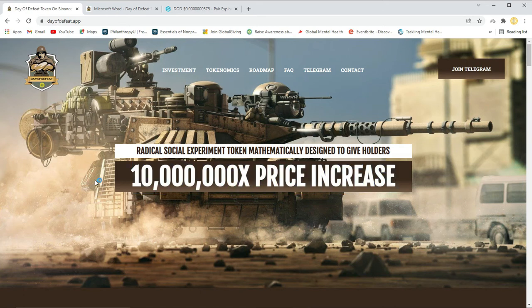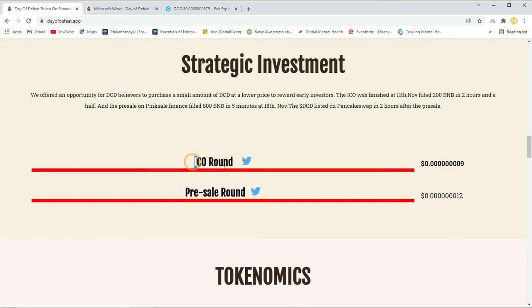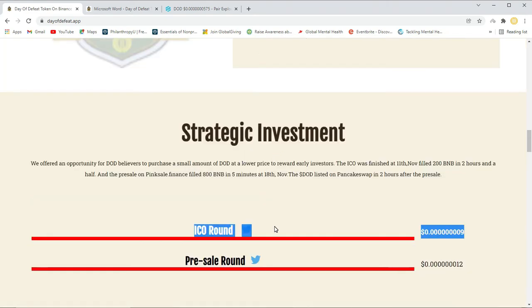To start with, I'm going to explain how our 100 million X price increase comes about. If you go down on our website, you're going to find this part that says ICO round. Now, this ICO round, which was selling at $0.00009 per DOD, is our starting price as DOD. So like I mentioned, the ICO price, which is $0.00009 per DOD, is our starting price.